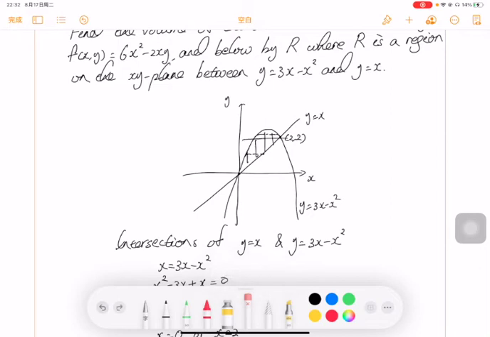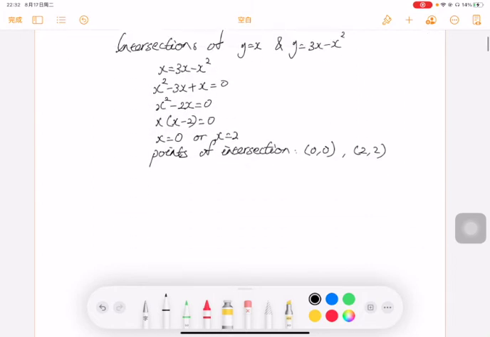If we integrate with respect to y first, if we're going from bottom to top, then we realize no matter what x is, the bottom is always this straight line y equals x, and the top is always the parabola y equals 3x minus x squared.